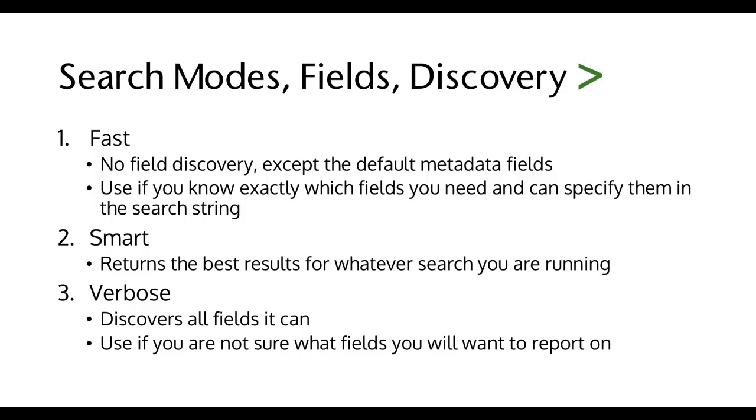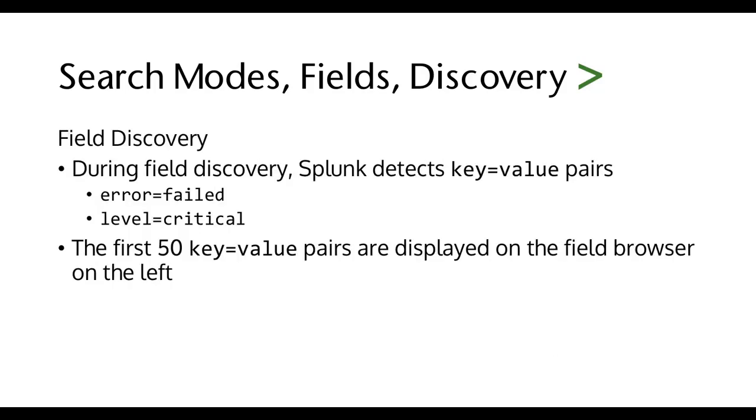Okay, so Smart Mode and Verbose Mode, I said that Splunk uses Splunk's engine to discover fields. Well, how does that actually happen? During field discovery, Splunk detects fields that are key value pairs. That's what a field is in Splunk. Key equals value. So error equals failed, level equals critical. Those would be examples of fields.